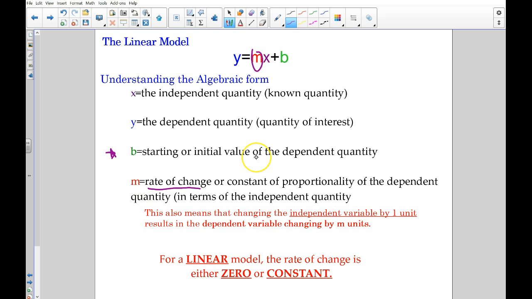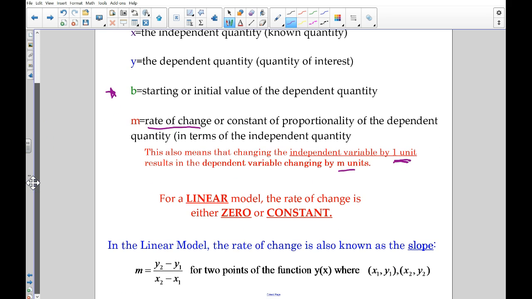If you've studied variation, you can also think of it as a constant of proportionality between the dependent and independent quantity. The interpretation comes into play in many scenarios. What we would have to say is that when we change the independent quantity by 1 unit, then the dependent variable changes by m units. So it's looking at the slope in a particular context and interpreting it appropriately.